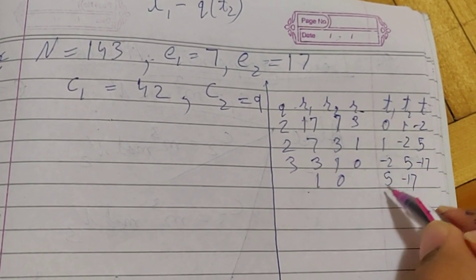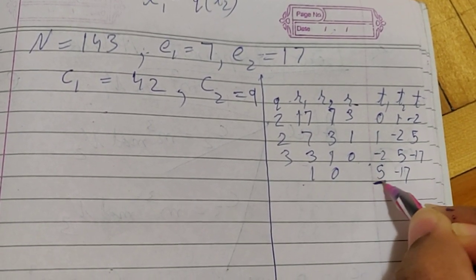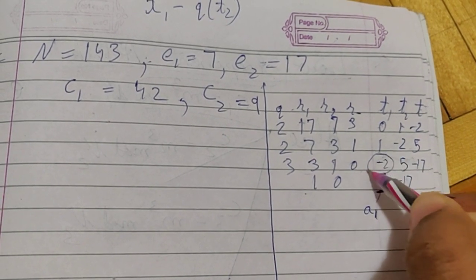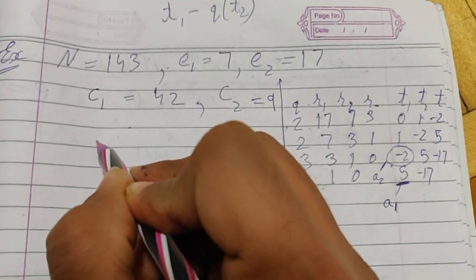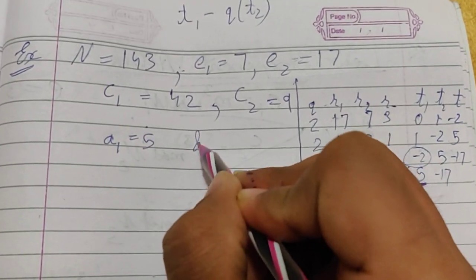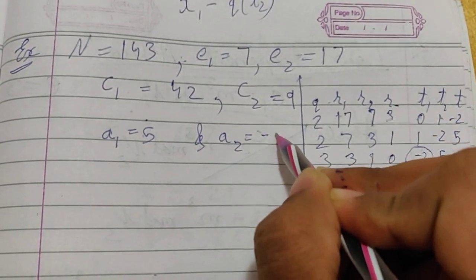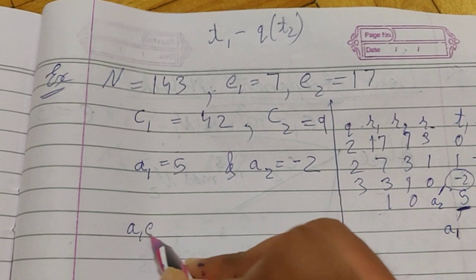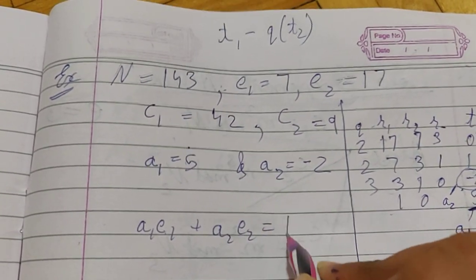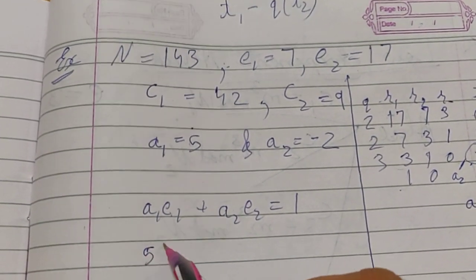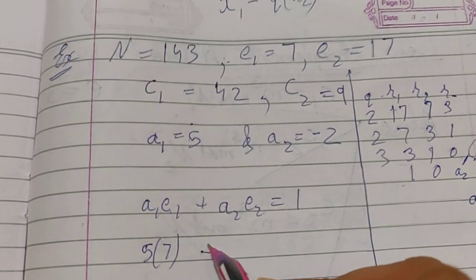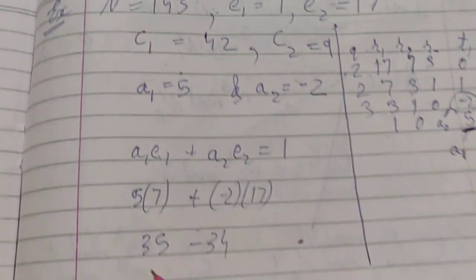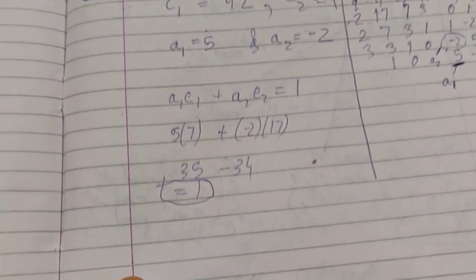So now this value you get will always be equal to A1, and the value above it will be equal to A2. So you can note that A1 will be 5 and A2 will be minus 2. If you want to reconfirm that A1 and A2 are correct, we have a formula: A1 E1 plus A2 E2 should be equal to 1. So check whether it is 1 or not. 5 into 7 plus minus 2 into 17, so 35 minus 34, it is equal to 1.